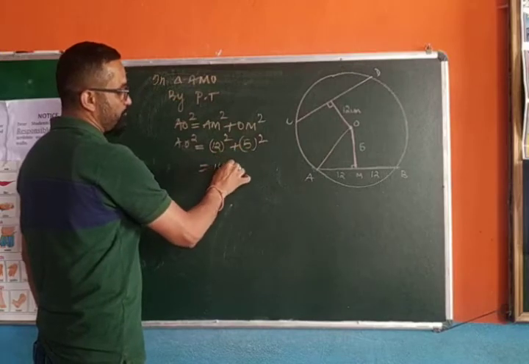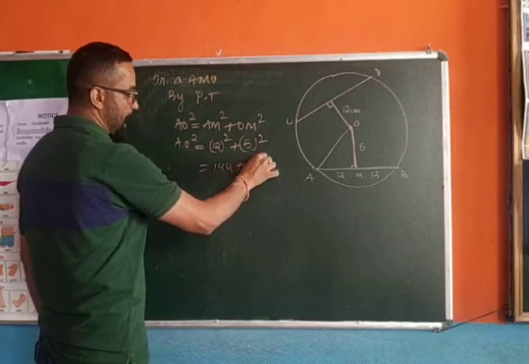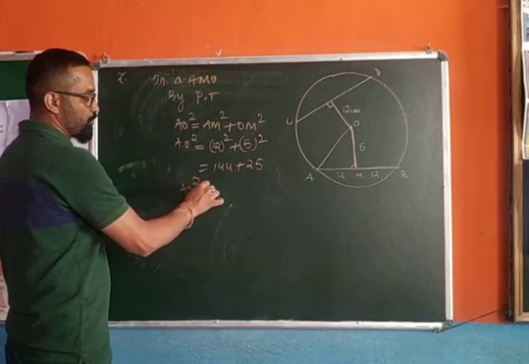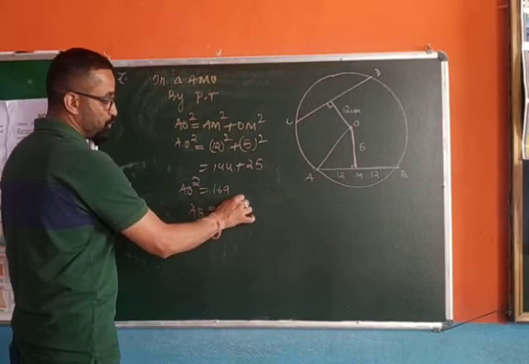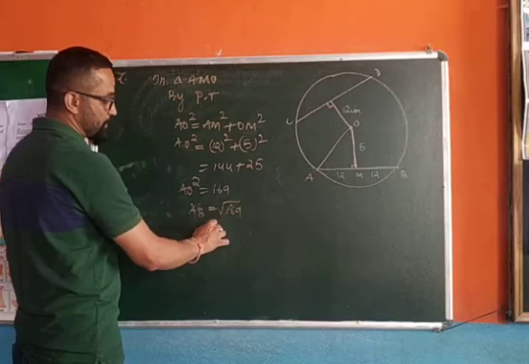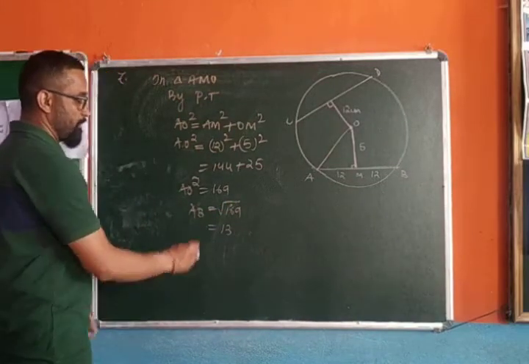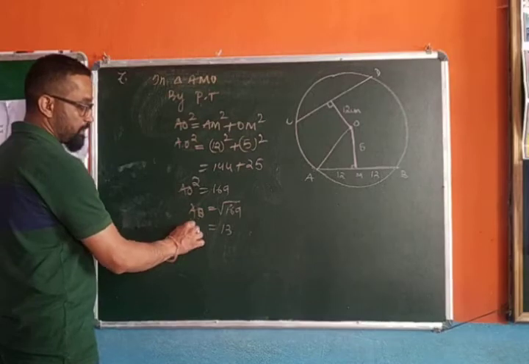144 plus 25 added up. AO squared equals 169. AO is equal to root 169. Square root of 169 is 13. So we know the radius AO.